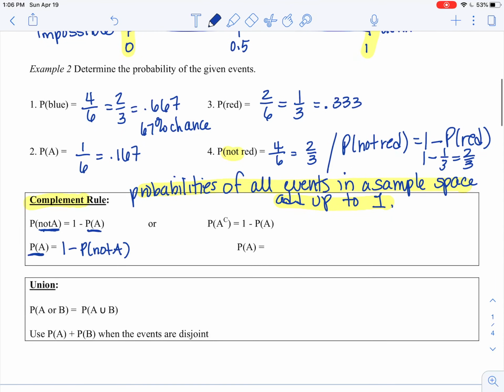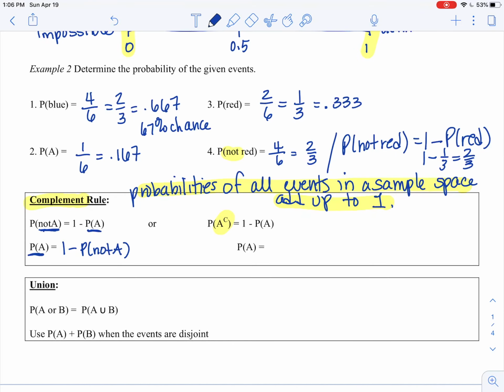You may see sometimes for the not probability something that kind of looks like an exponent with a C as the exponent. It's just a way of referencing the complement. I don't think you're going to really see a lot of that in what we do, but I just wanted to make sure that you were familiar with the fact that that means the same thing as the probability of not A.